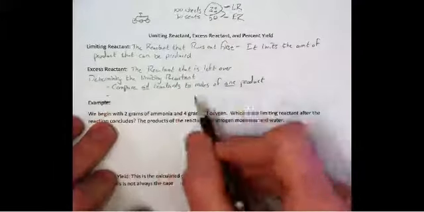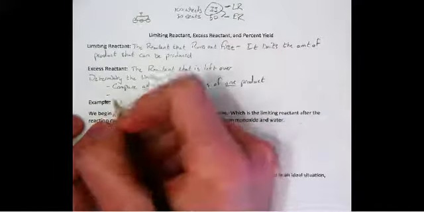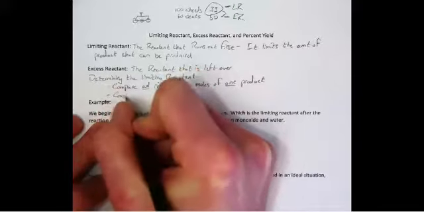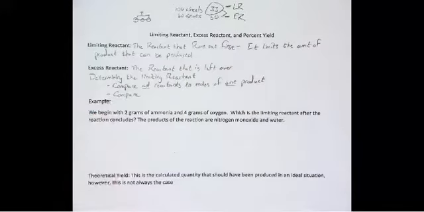Once we know exactly how much of that one product we can make, we're then going to compare. And we know that whichever reactant limits the amount of product that we can make, whichever reactant we will run out of first, whichever reactant produces the least amount of that particular product will be our limiting reactant. And that tells us precisely how much product we could possibly make.